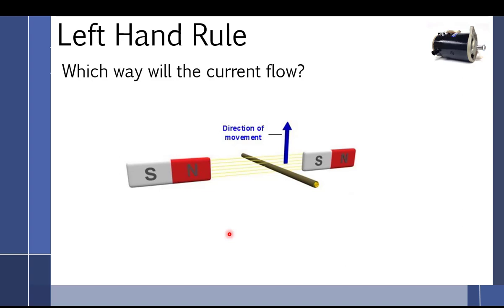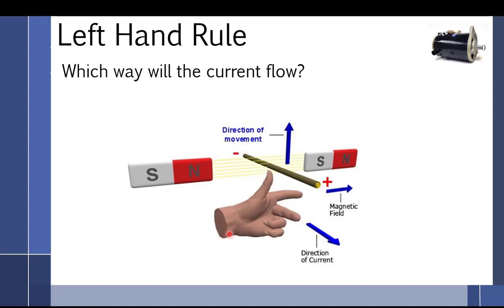So direction of movement, point from north to south, right? Okay, so which way is current going to flow? Towards us, from negative to positive. So we're going to go out of the screen towards you. Direction of current flow, out of the screen towards you.